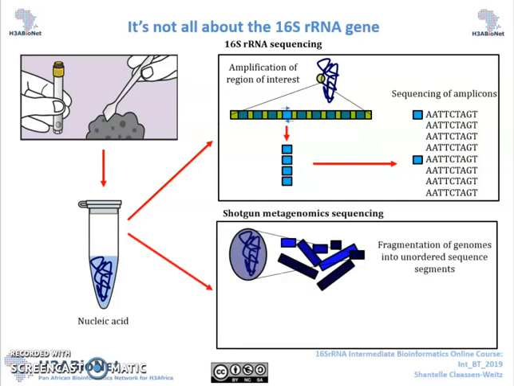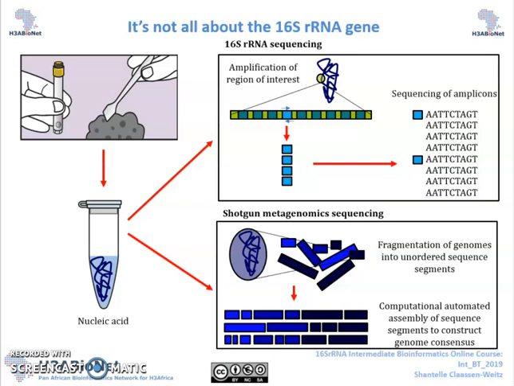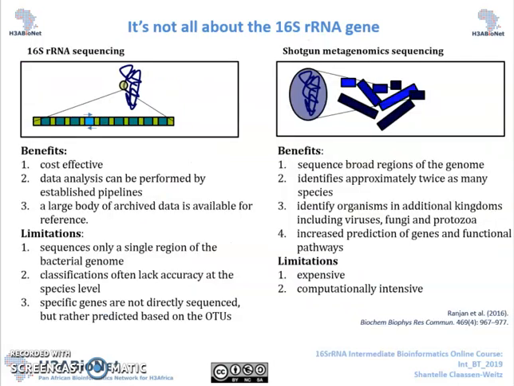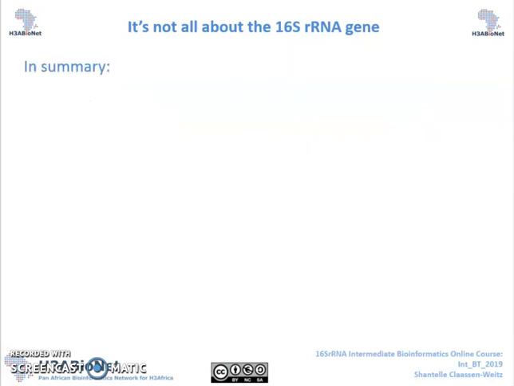During shotgun sequencing, the entire genomic content is fragmented and segments are sequenced. Genome consensus is then constructed computationally. But despite the fact that we can identify organisms in kingdoms in addition to bacteria, and we are able to investigate functional pathways, it is very expensive to conduct shotgun sequencing and computationally intensive.